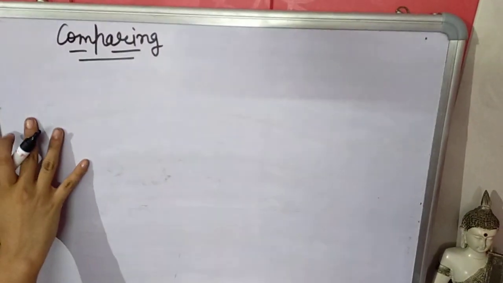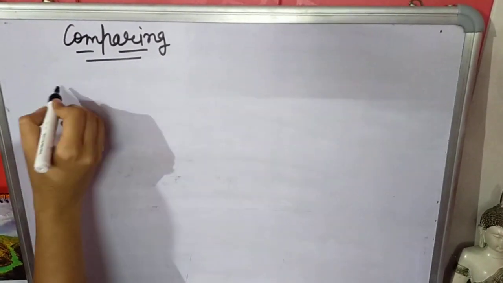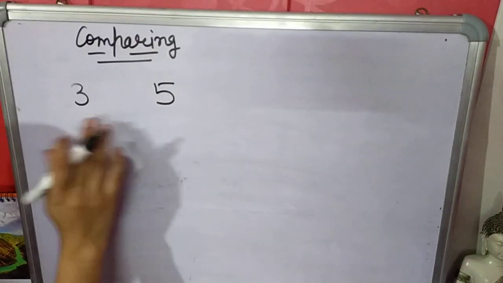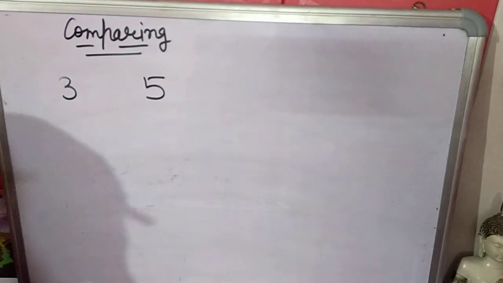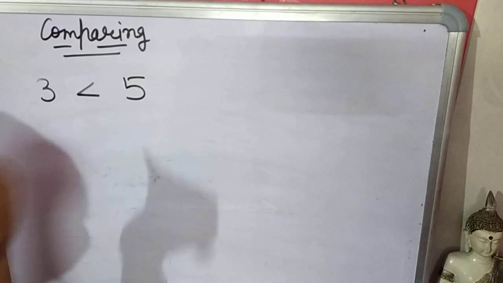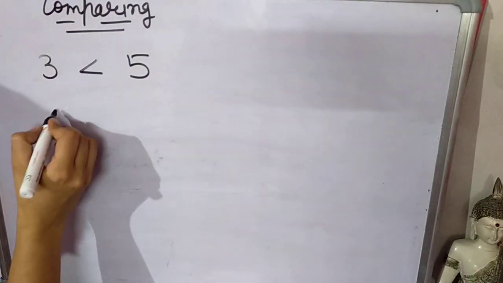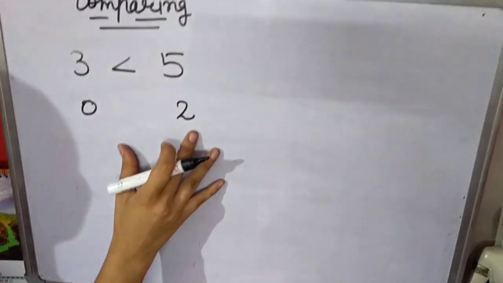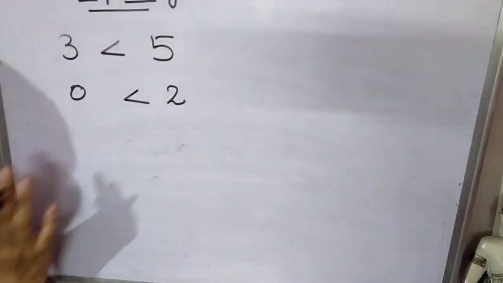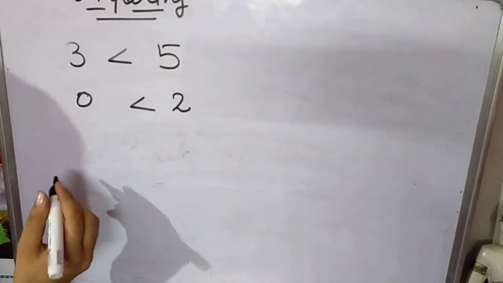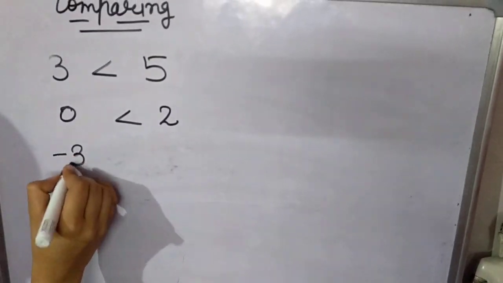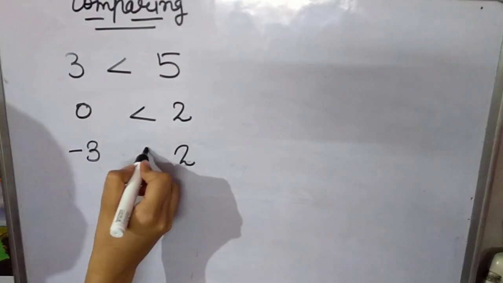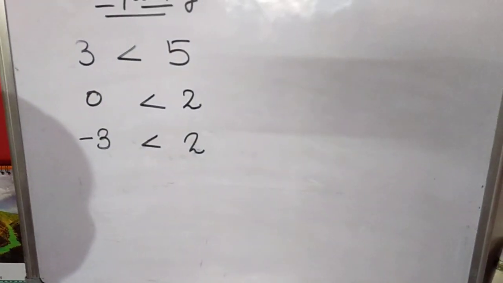I am telling you one basic rule. If there is 3 and 5 are given, both are positive number and you have to compare both numbers. So which is the big number? Of course 5 will be big number. If we are comparing 0 and 1 positive integers, so which number will be big? Of course positive integers will be big. Now if we are comparing 1 negative and 1 positive, so always positive number will be big.